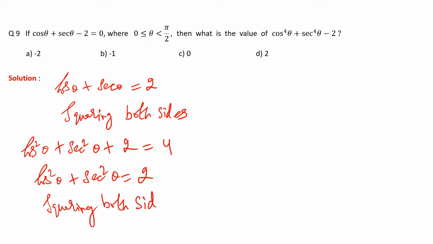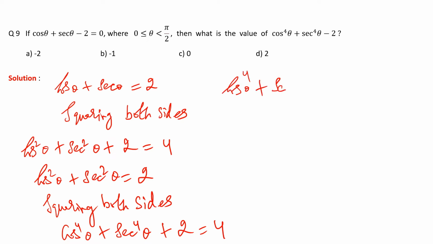When we square both sides again, we get cos theta power 4 plus secant theta power 4 plus 2 cos square theta into secant square theta. So now again this 2 cos square theta into secant square theta will become 2, and this is equal to 4. So finally students, we get cos theta power 4 plus secant theta power 4 equal to 2, or I can say cos theta power 4 plus secant theta power 4 minus 2 is equal to 0. So that means C option is the correct one. Now this is one way.